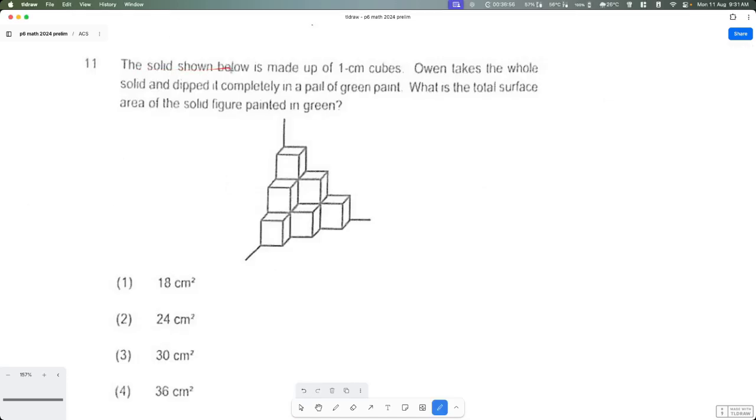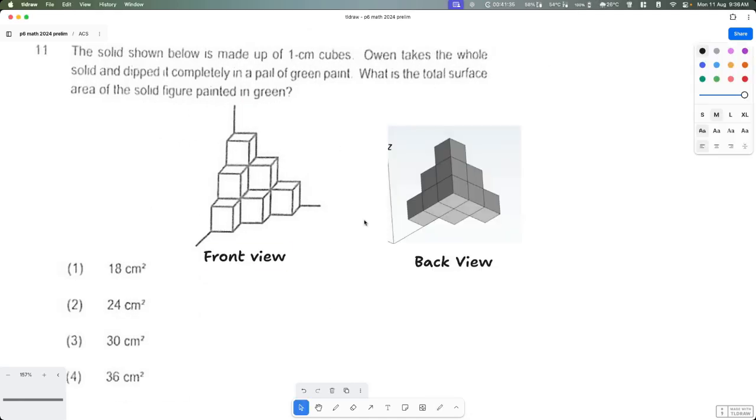All right, question 11. So the solid shown below is made out of 1 centimeter cubes. Owen takes the whole solid and dipped it completely in a pail of green paint. What is the total surface area of the solid figure painted in green? So I've created a back view as well to just calculate. In this case, if you can count mentally, I think that's great.